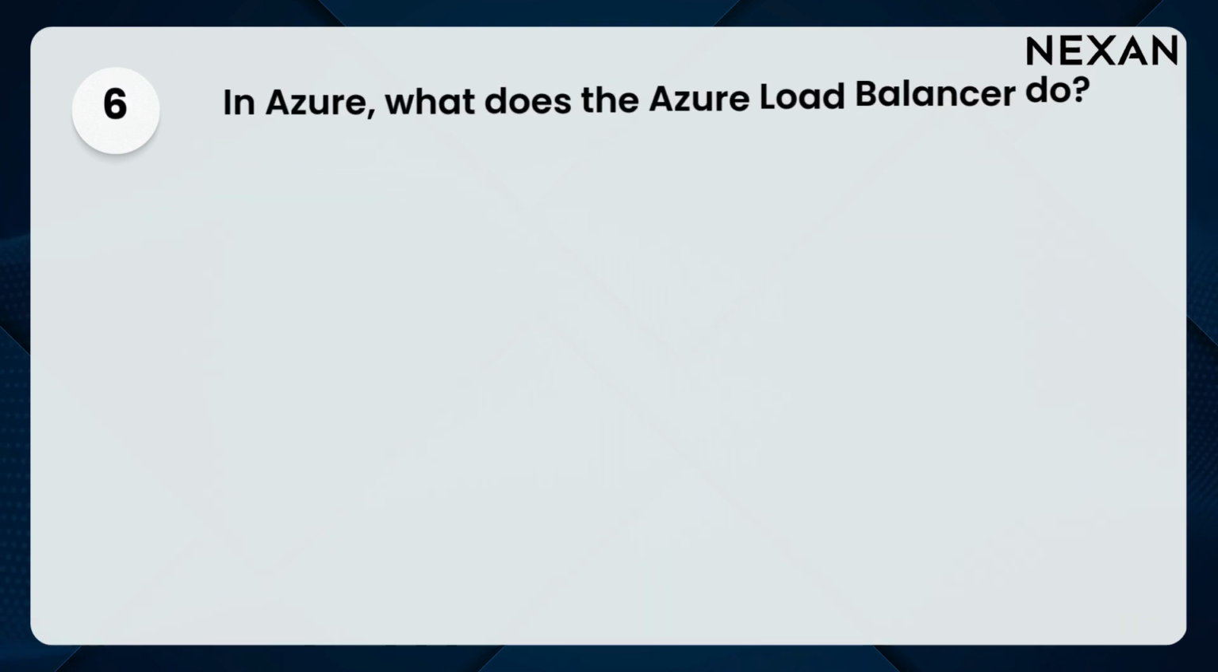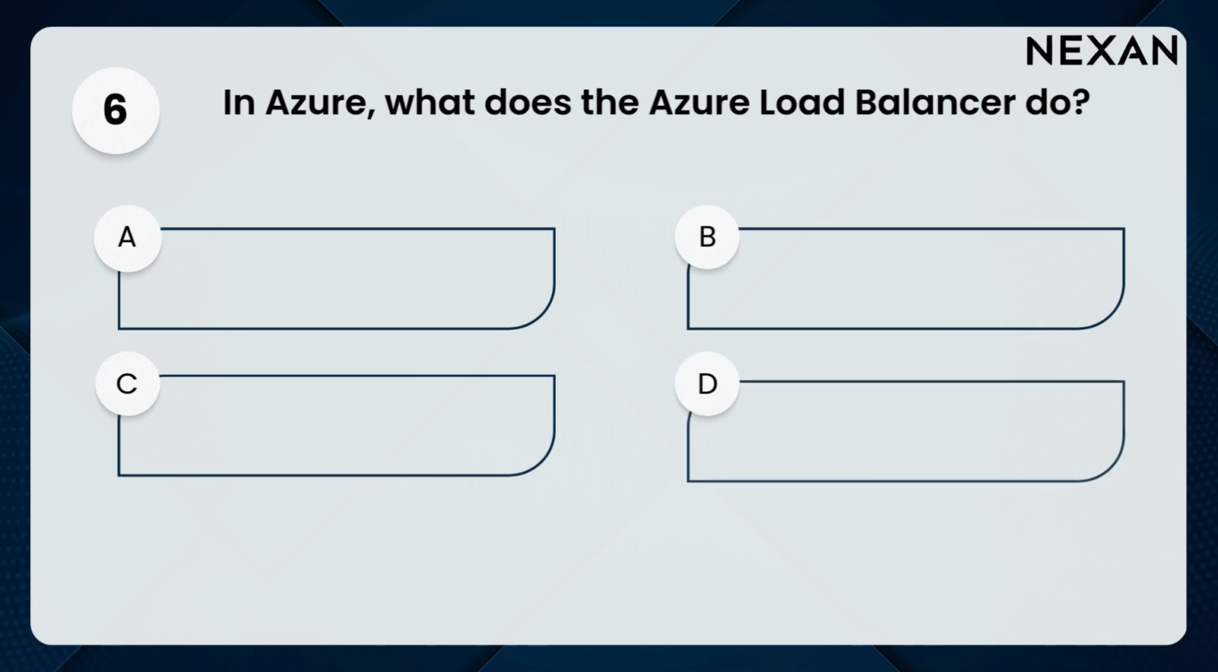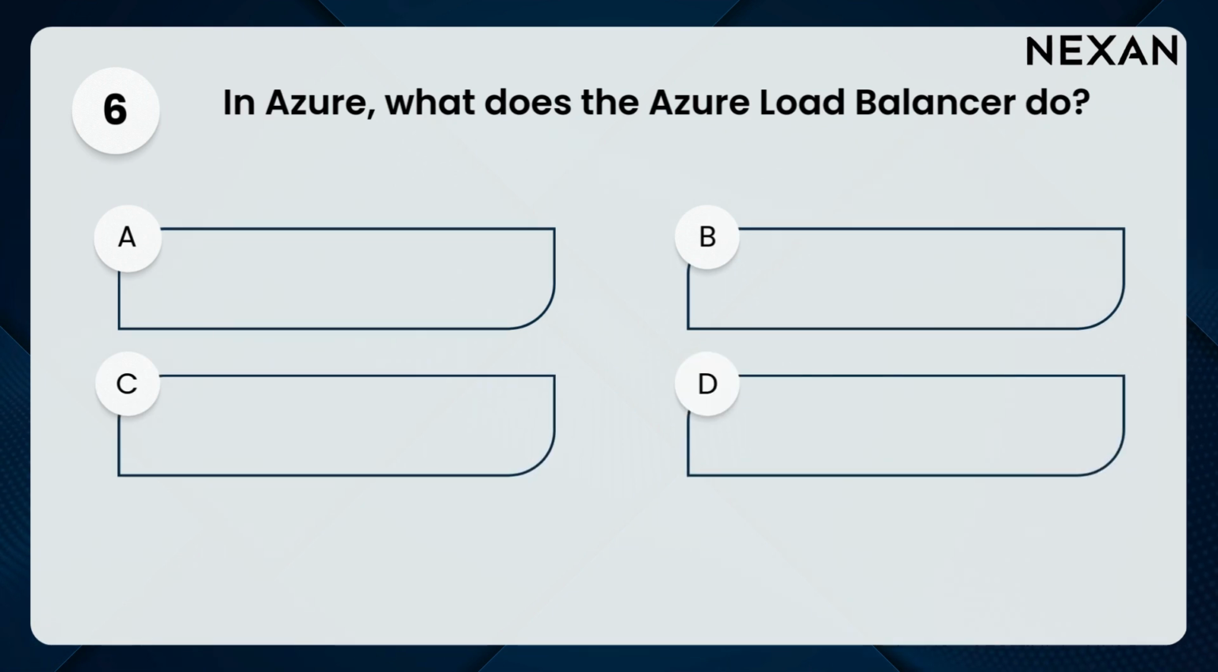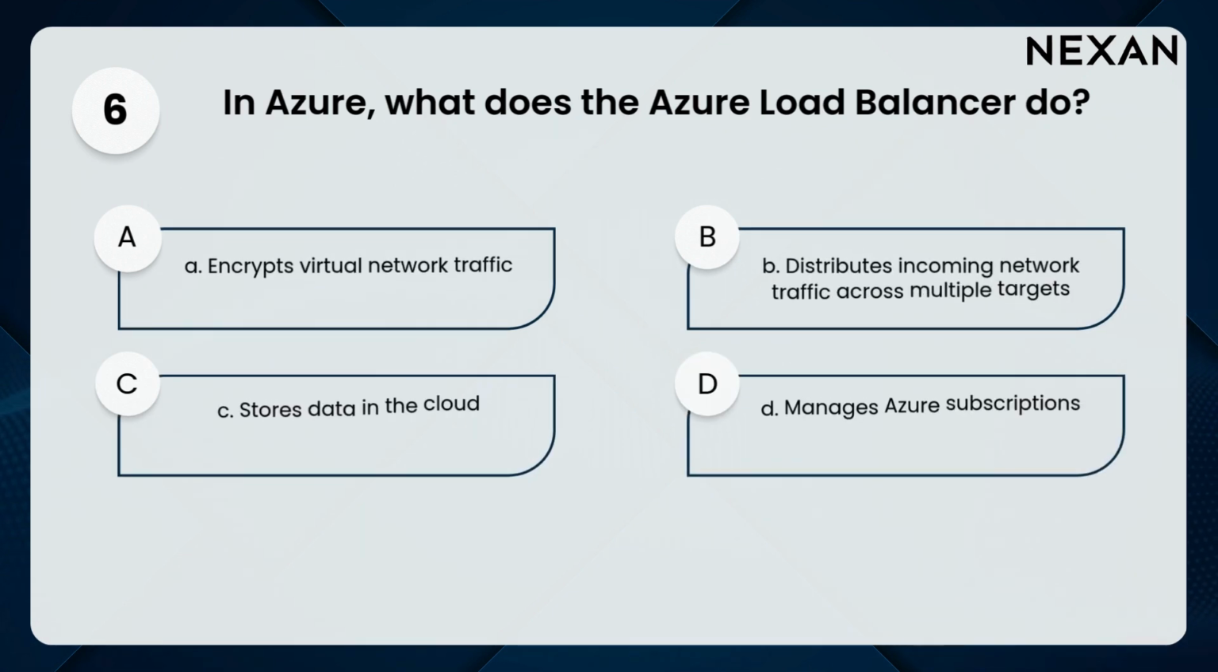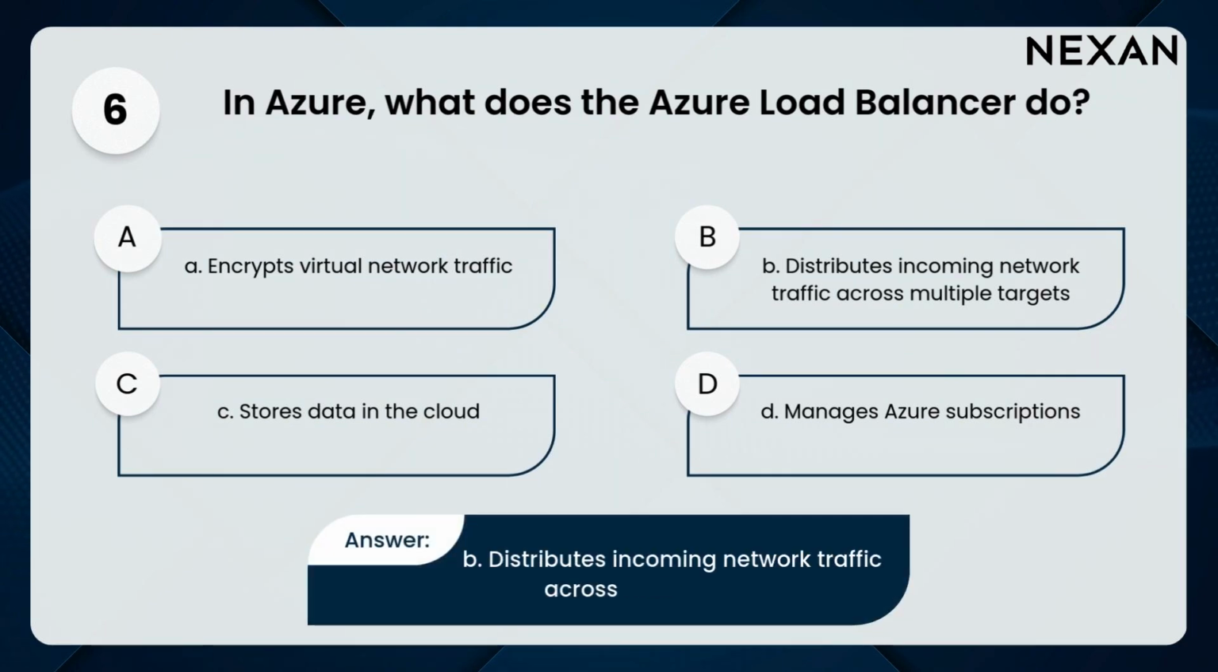6. In Azure, what does the Azure Load Balancer do? A. Encrypts virtual network traffic. B. Distributes incoming network traffic across multiple targets. C. Stores data in the cloud. D. Manages Azure subscriptions. Answer: B. Distributes incoming network traffic across multiple targets.